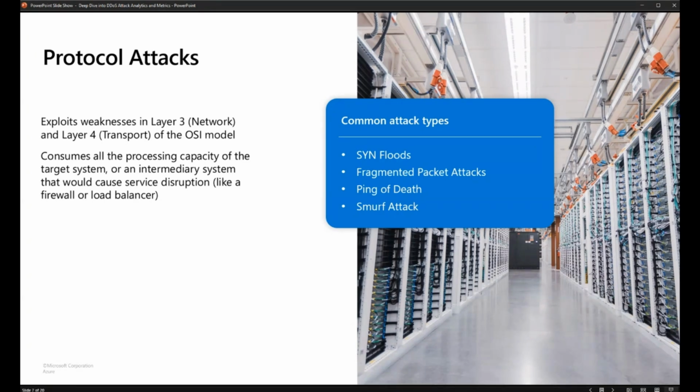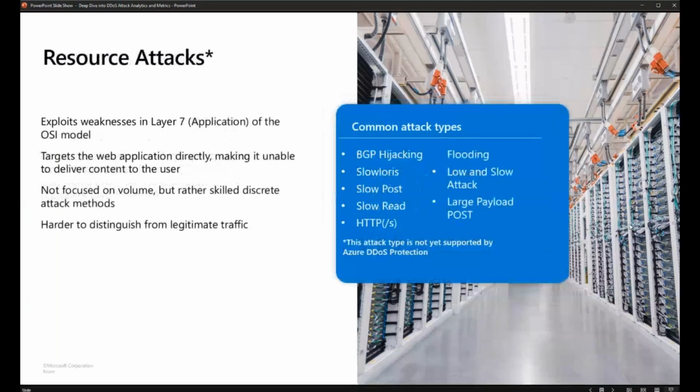The system resources are consumed until the server can no longer accept new legitimate requests in that case. So for the third category, the resource exhaustion attacks, also known as application layer attacks. Unlike the previous categories, these attacks don't target the network or transport layers. Instead, they aim to exhaust the resources of the application itself by exploiting how the app handles incoming requests. And the typical example is flooding a web server with what looks like legitimate HTTP requests.